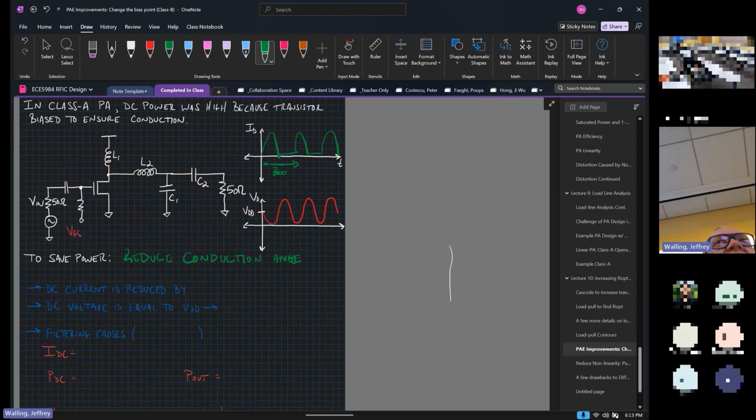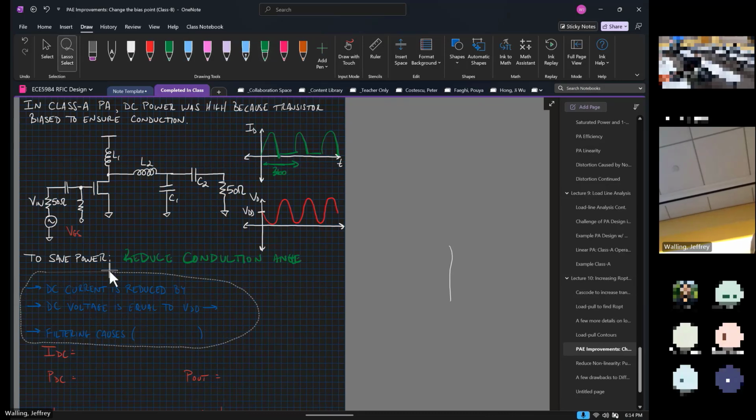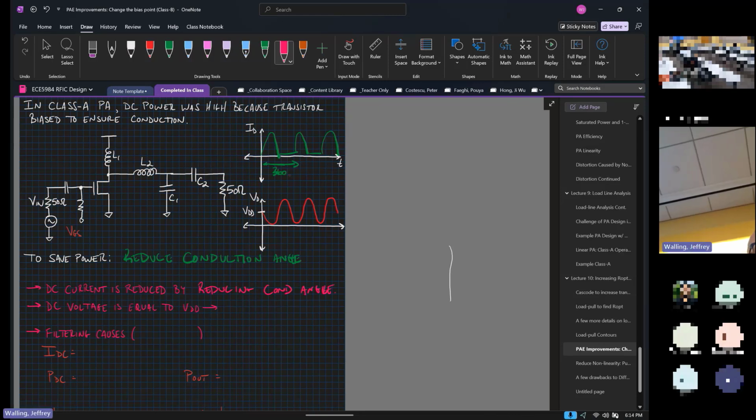We're going to get to push-pull in just a few moments. Okay. Yeah, we can make push-pull Class A, push-pull Class B, push-pull Class AB, push-pull Class C. Class AB is a conduction angle that's somewhere between 180 degrees and 360 degrees. All right. So no matter what happens, if we start to reduce the conduction angle, we start to improve the efficiency of the amplifier. All right, so the DC current is reduced by reducing conduction angle. And sometimes they call this the conduction angle theta, the Greek letter theta.